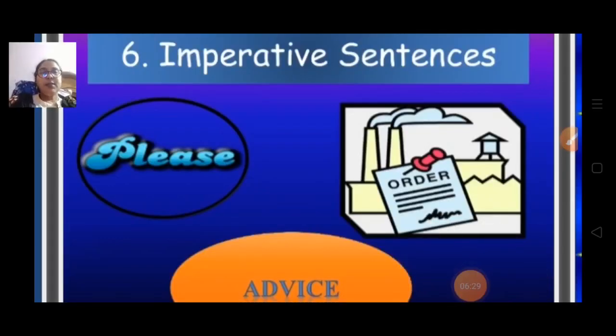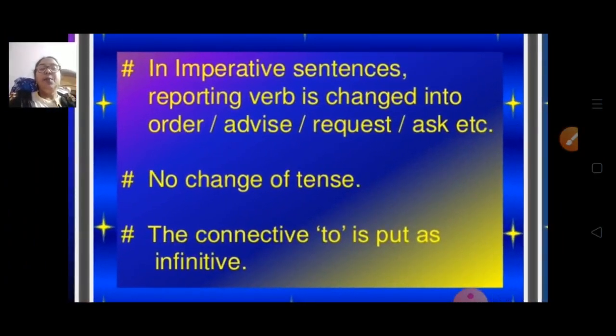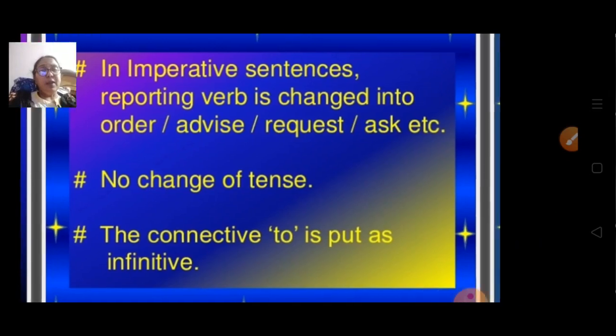Now let's discuss imperative sentences. So this is order, command and advice. In imperative sentences, the reporting verb is changed into order, advise, request, ask, etc. There is no change of tense. The connective "to" is put as an infinitive.